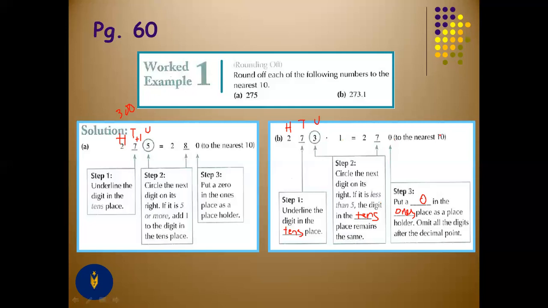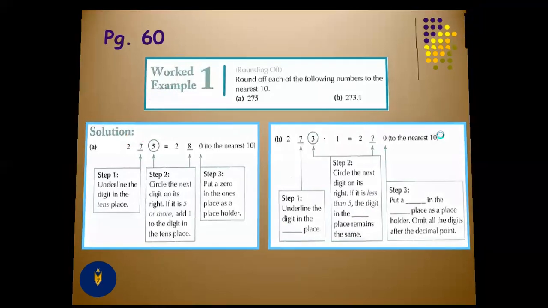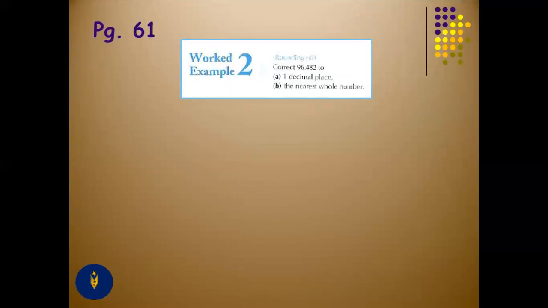So now let's begin with work example 2. If you are using this textbook, you may find work example 1 on page 60 and work example 2 on page 61 of New Syllabus Mathematics book 1 or D1. So what you have to do in example 2, read out the statement. Rounding up, correct 96.482 to 1 decimal place, the nearest whole number. Okay, now 96.482 to 1 decimal place.